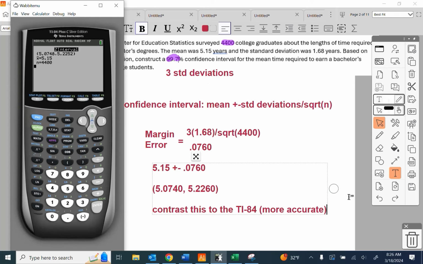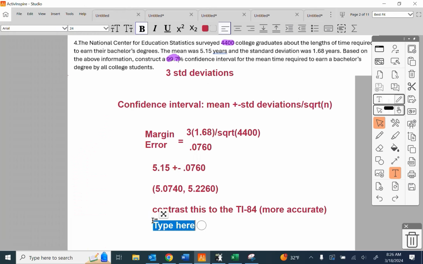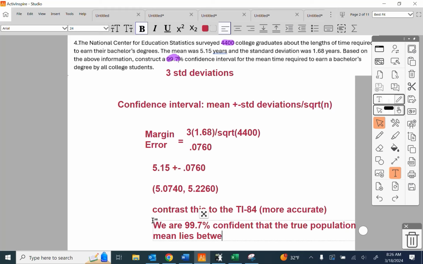Anyways, what does this mean? It means we are 99.7% confident that the true population mean, which would be a parameter, lies between 5.0740 and 5.2260.